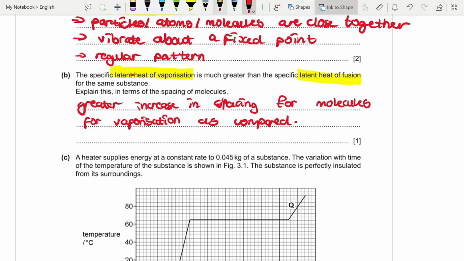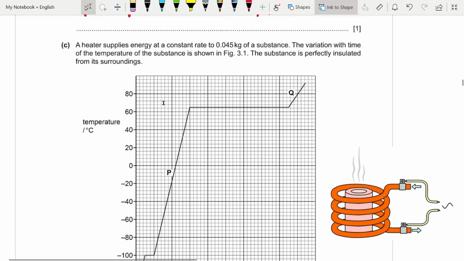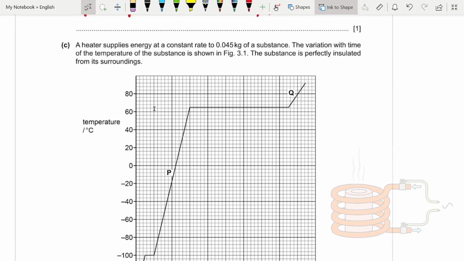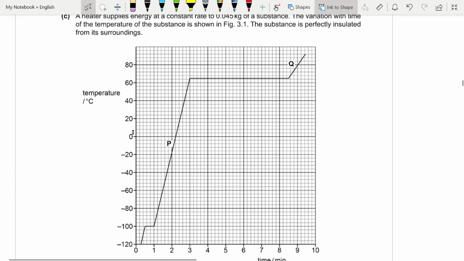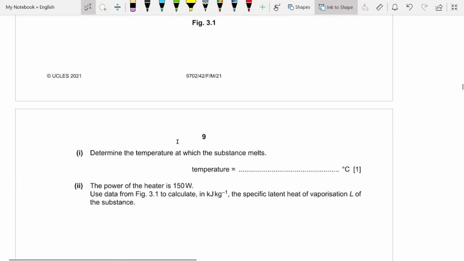Okay. Move on to the next question. A heater is supplying heat energy at a constant rate to 0.045 kg of a substance. We have a substance, and the heater is heating the substance. The variation with temperature of the substance is shown. The substance is perfectly insulated from its surroundings, and this graph is describing the changes that are occurring.